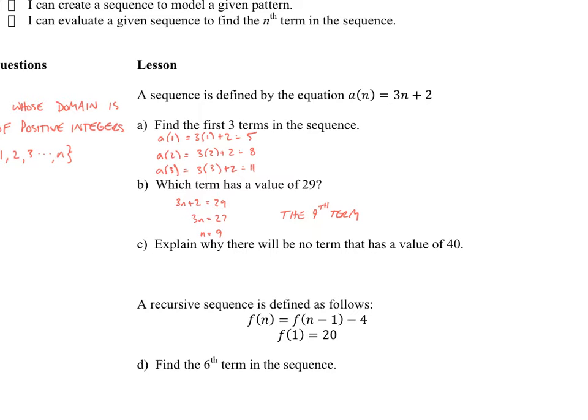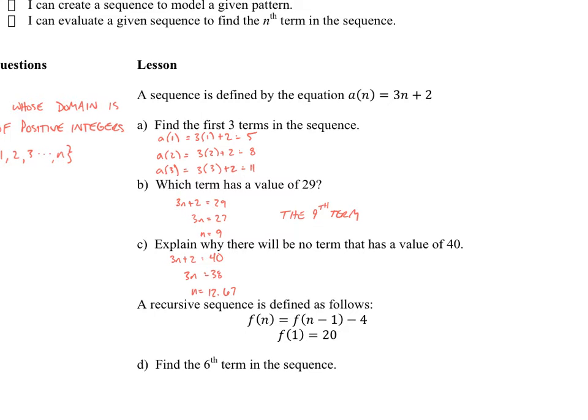So then it says, explain why there will be no term that has a value of 40. Well, just like in this previous problem, we could figure out which term would have a value of 40. And if I go through this, I'll get 3n equals 38. And then I'll have to divide that by 3 and get 12.67, we'll say.